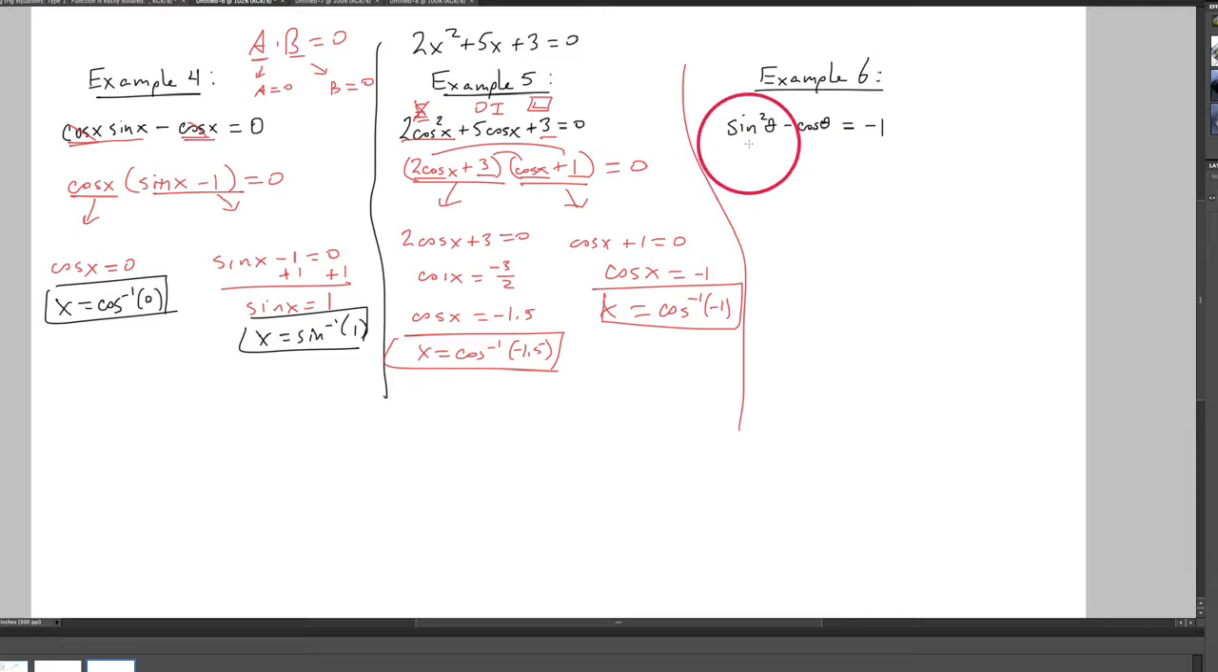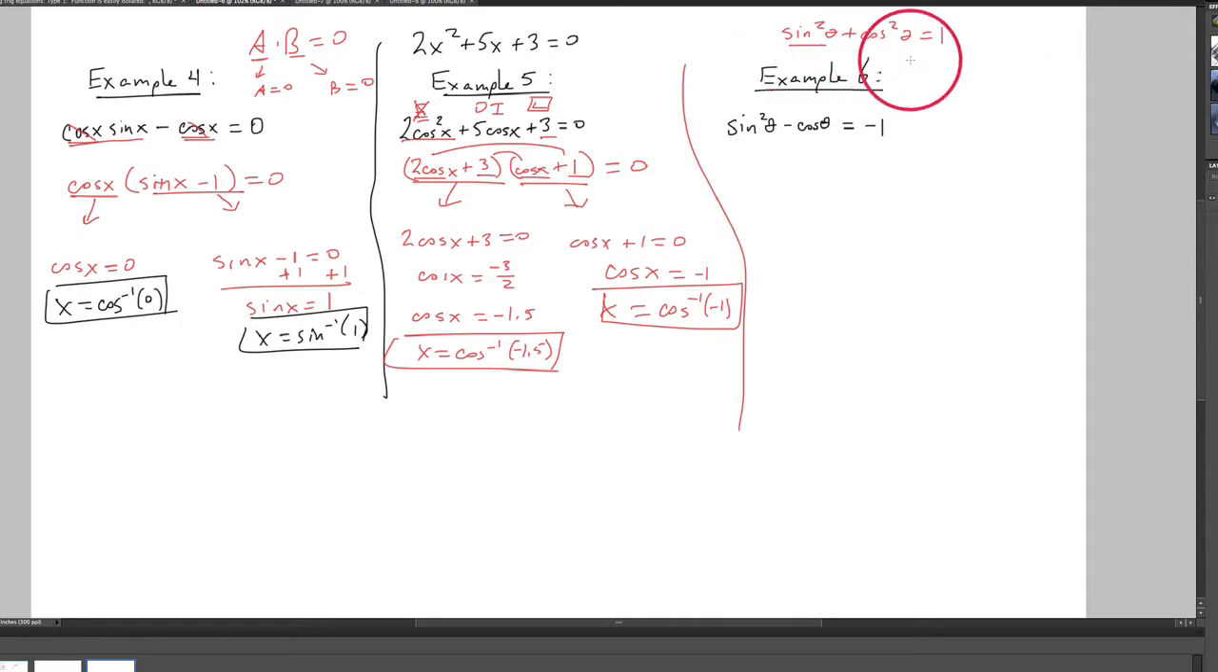So this last example I do want to look at, especially because what you're going to see is, well, it's kind of hard to get these trig functions by themselves, especially because they are different types of trig functions. So what we are going to do is, in this instance, I know that sine squared is related to cosine in this way. Sine squared plus cosine squared of theta is 1. That is our Pythagorean theorem.